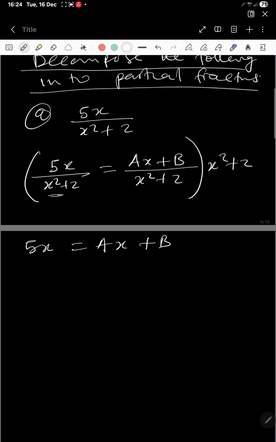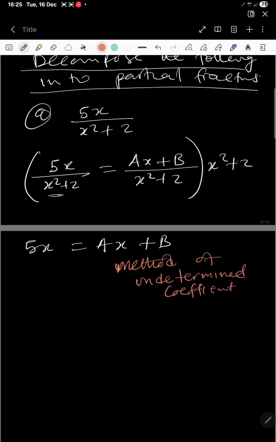Now after you've done that, what you're supposed to do here is to get the values of a and b. Now when getting the values of a and b, mostly when you are dealing with quadratic factors and repeated quadratic factors, we use the method that we call the method of undetermined coefficients.